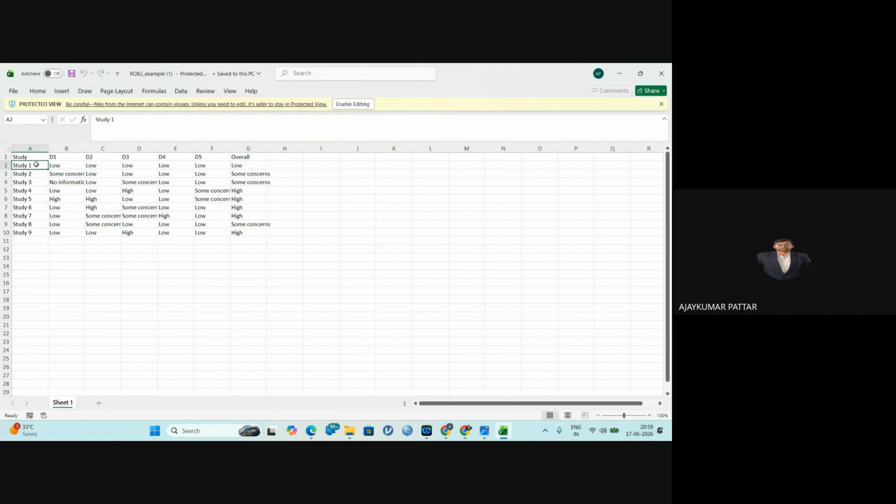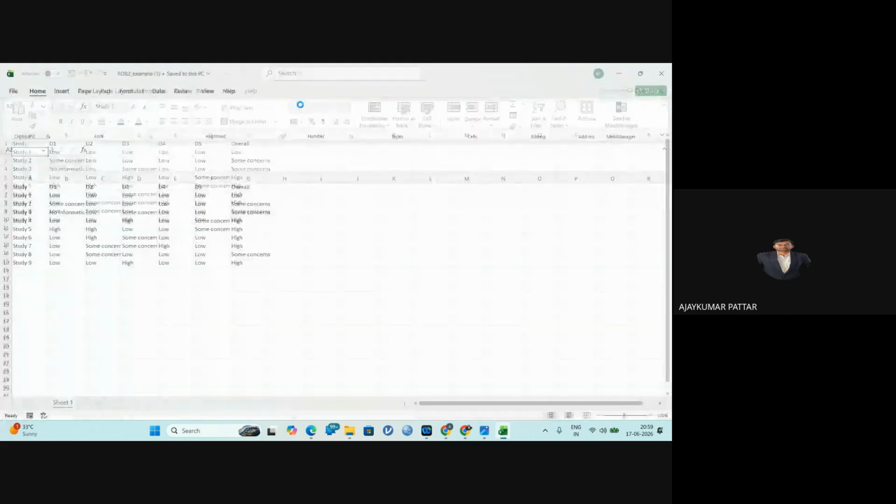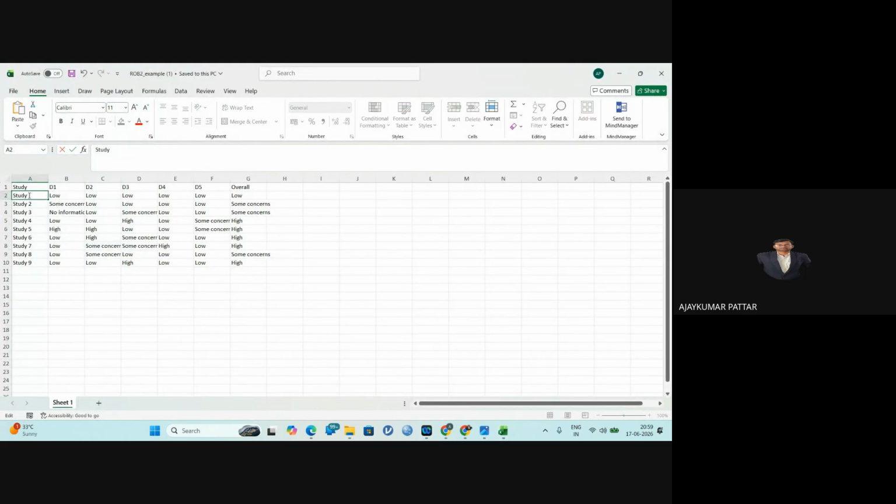Then you have to change it here. For example, study 1 I have taken Ajay 222. I'm just giving some random names. So like this, it may happen. So you can give the study names, whatever we have given.